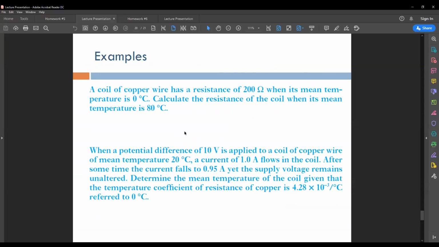So let's take some exercises here, some examples. A coil of copper wire has a resistance of 200 ohms when its mean temperature is 0 degrees centigrade. Calculate the resistance of the coil when its mean temperature is 80. This should be very simple, actually. How can we do that? How can we solve that problem?